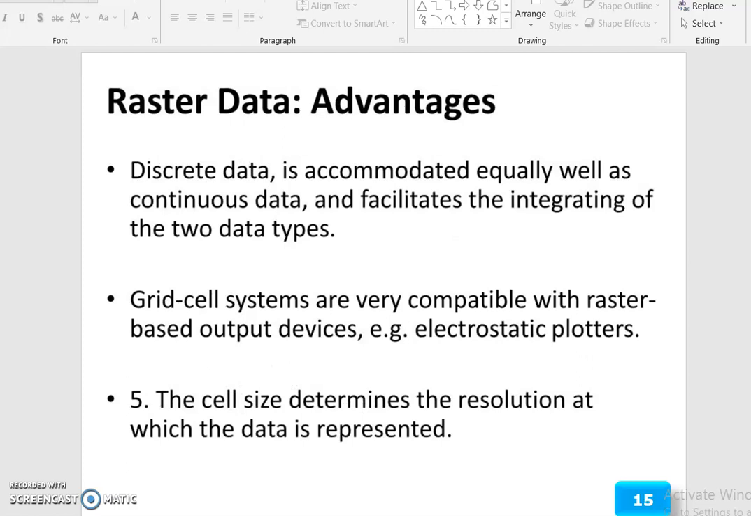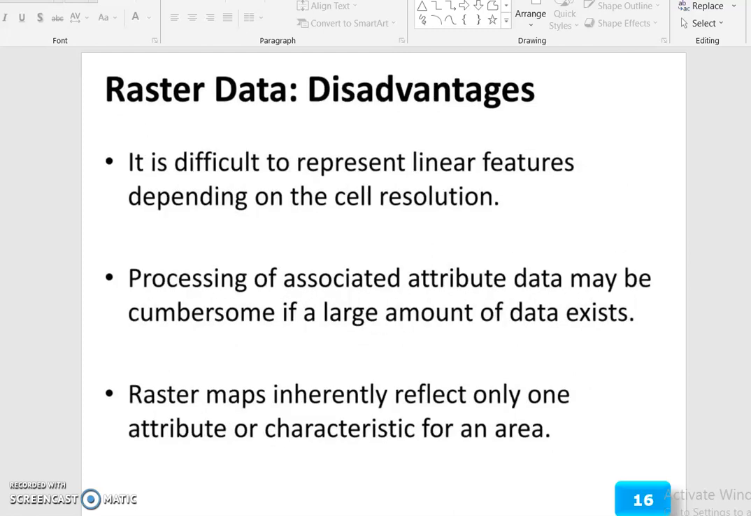Discrete data is accommodated equally well as continuous data, and this facilitates the integration of the two data types. Grid cell systems are very compatible with raster based output devices, for example electrostatic plotters. The cell size determines the resolution at which the data is represented.